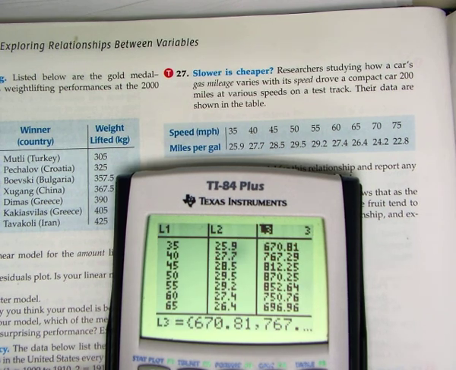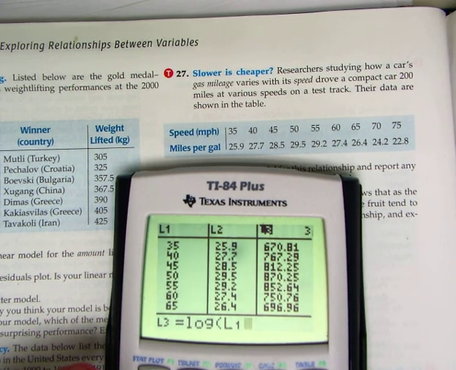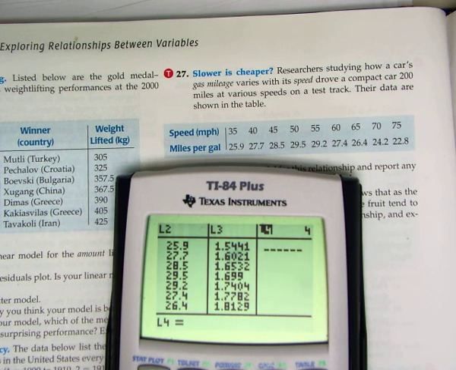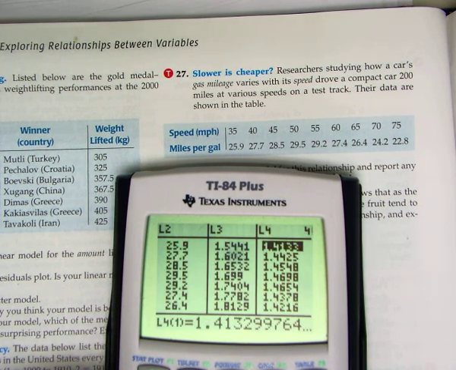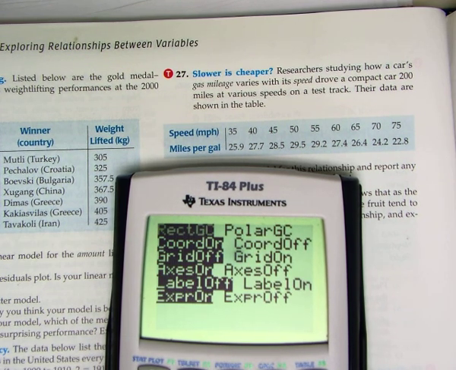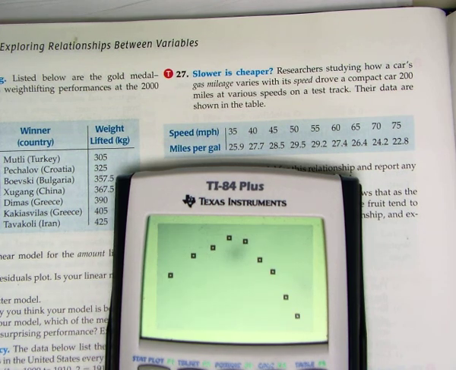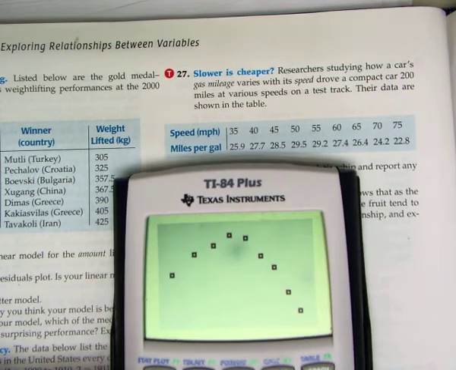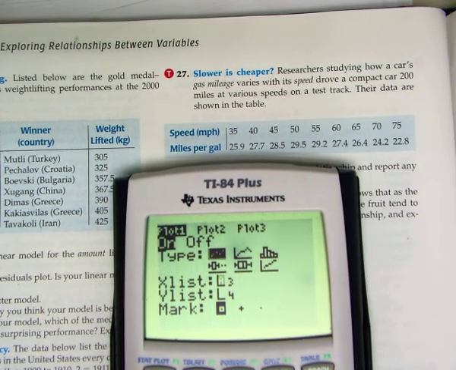We'll do log of L1 and then log of L2, and we'll plot L3 versus L4, and that didn't really change anything either. Okay. So in this case I may not be able to straighten this, but I could still find a model that fits this.